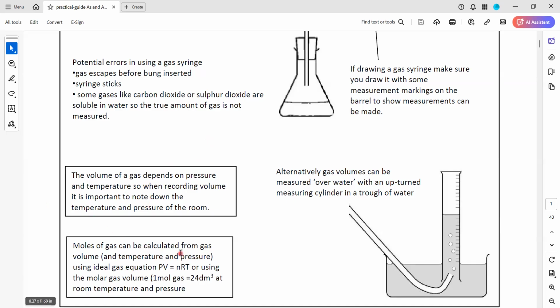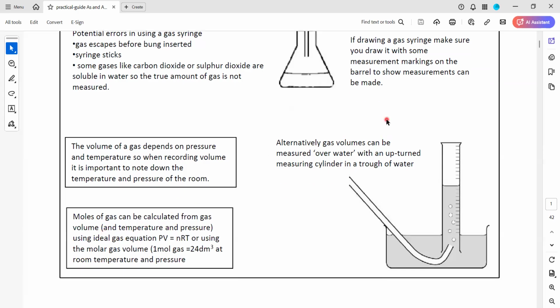And moles of a gas can be calculated from the gas volume. How can we work out the moles of the gas? There are two formulas to work out the moles. One is moles equals volume of the gas in dm³ divided by 24. Another formula is PV equals nRT, the general gas equation. If PV equals nRT, you can find the moles by taking the product of pressure and volume divided by RT. So PV divided by RT will give you the moles of the gas.